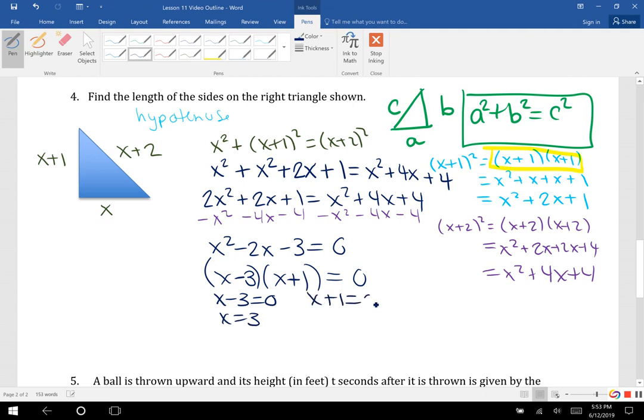All right, to finish the problem, we want to find the length of each side of this triangle. And so that negative solution doesn't make any sense. We're not going to have a triangle with negative sides, so I can just cross that one out.